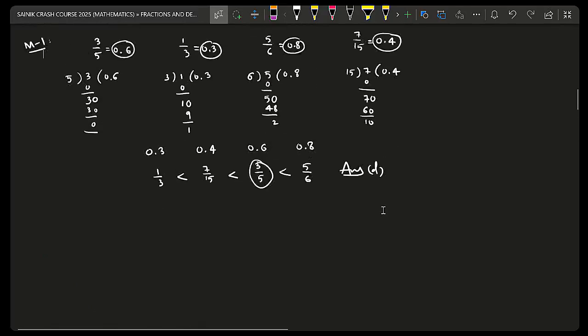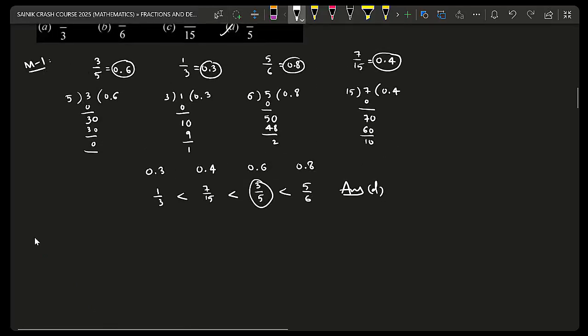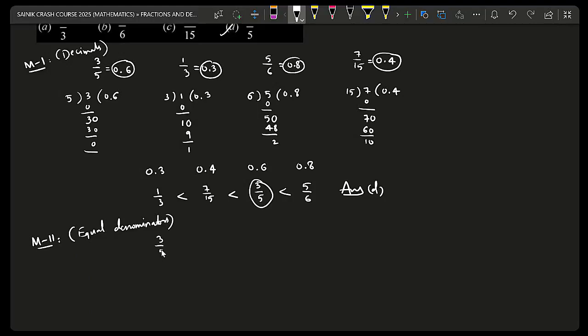Okay, I'm writing the fractions once again. That is method number 2, where you're doing equal denominators. Let me write the method name also. This is converting into decimals and this is converting into equal denominators. So the given fractions are 3 by 5, 1 by 3, 5 by 6, and 7 by 15. What are the denominators, Sanvi? 5, 3, 6, 15.